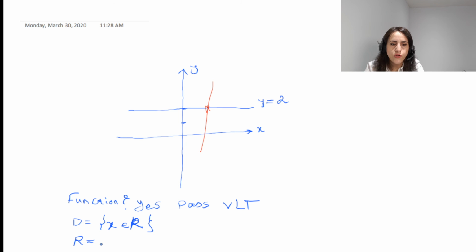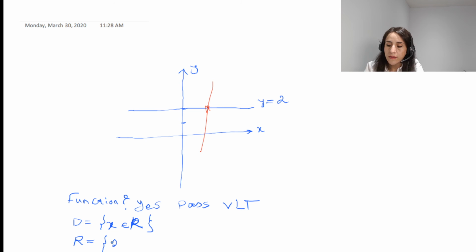How about range? Do I have any positive value? Do I have any negative value for range? The only value that I have for range is the number 2. For each value of x, I have just the value 2 for the y value. Then here for range, I'm going to just write it down.